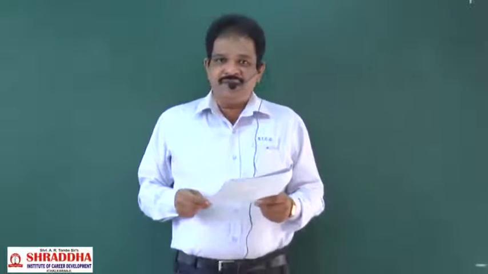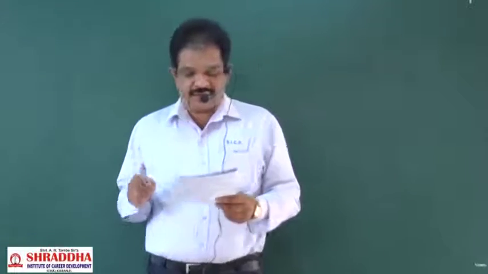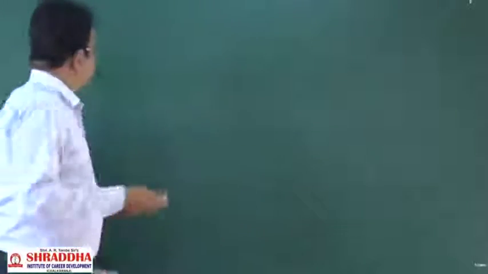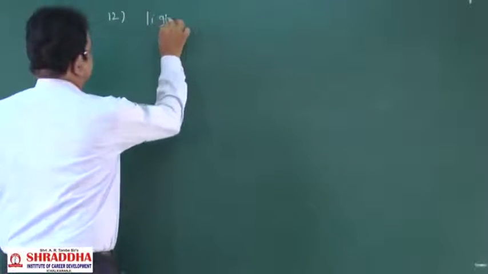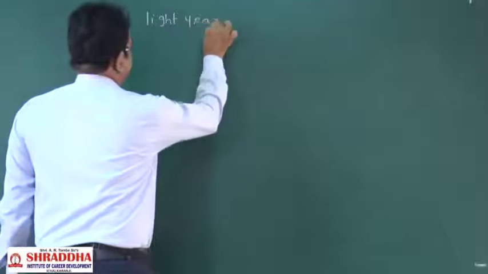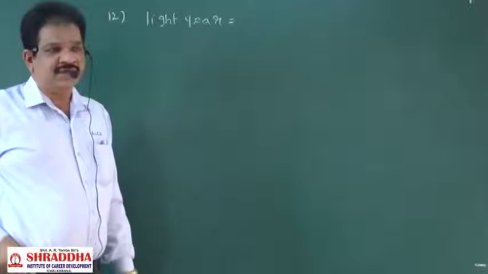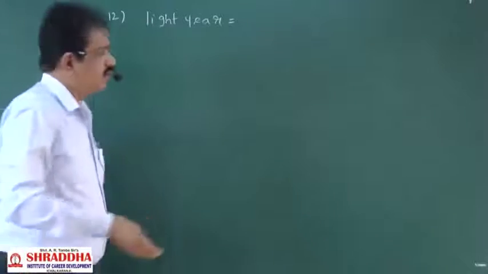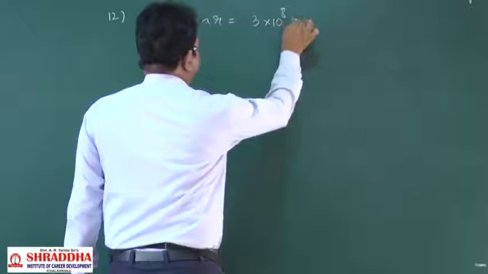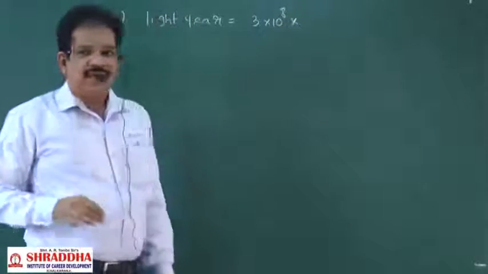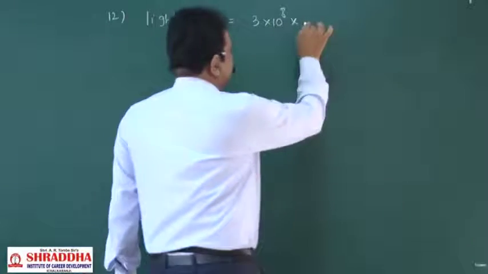Light year means the distance travelled by light in 1 year. So, distance is equal to velocity into time. Velocity will be 3 into 10 power 8. Time will be 1 year, which means 365 days.